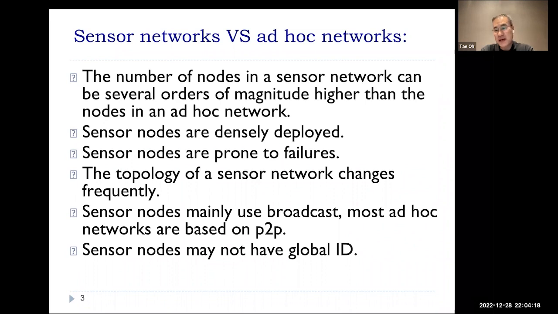For a mobile ad hoc network or vehicular network, we need to have the expectation that every vehicle is working properly, but with sensors not, okay? Another thing is the topology of a sensor network changes frequently. The topology of a mobile ad hoc network also changes pretty frequently as well. But a lot of the sensors change frequently when you're talking about mobility, okay?